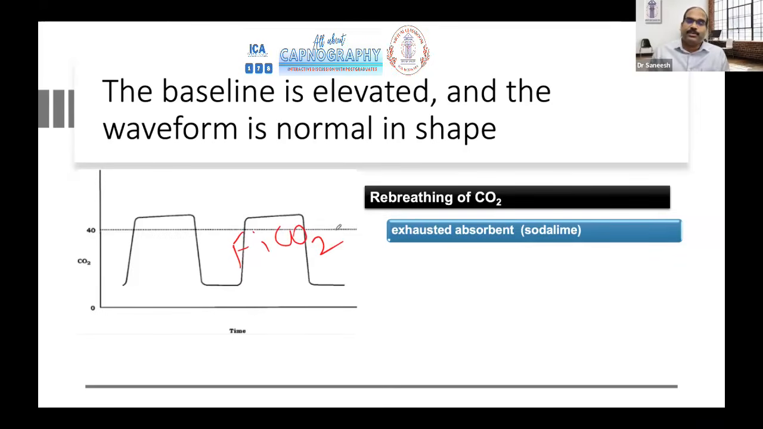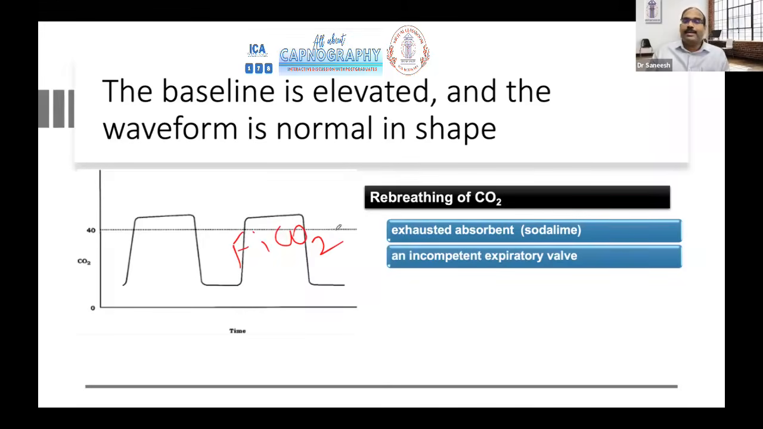Some of the machines, once you remove the soda lime canister, the circuit is open and you get a huge leak. And some of the modern machines, the moment you release the soda lime canister, the circuit is sealed and it will run on its own. So you have to know your machine before attempting all these things. But definitely before the start of the case, you have to check for soda lime exhaustion.